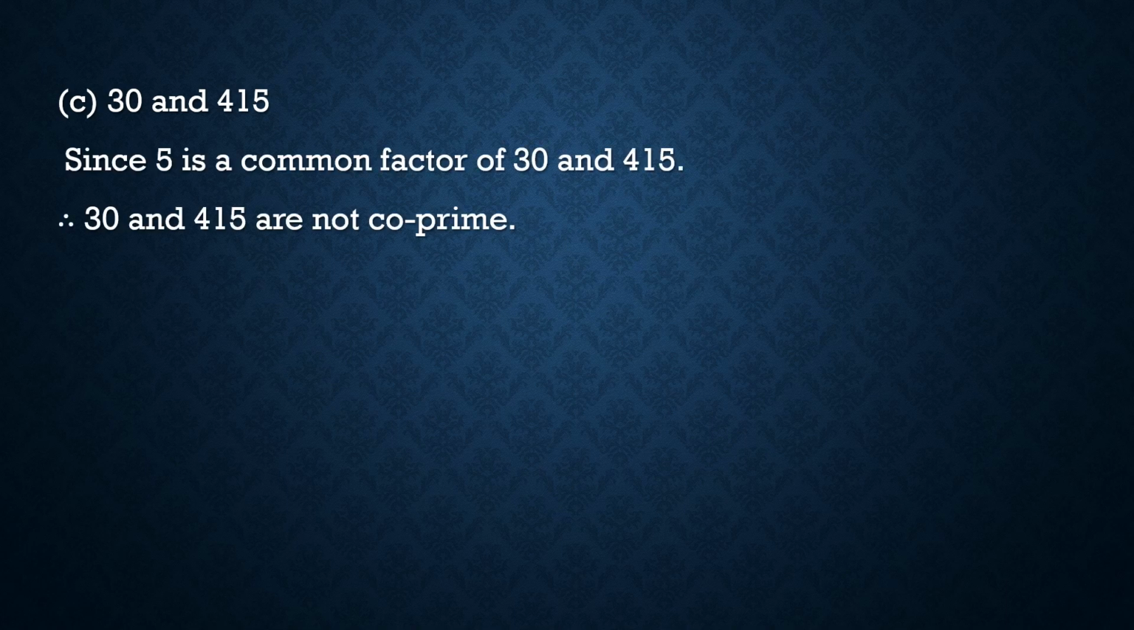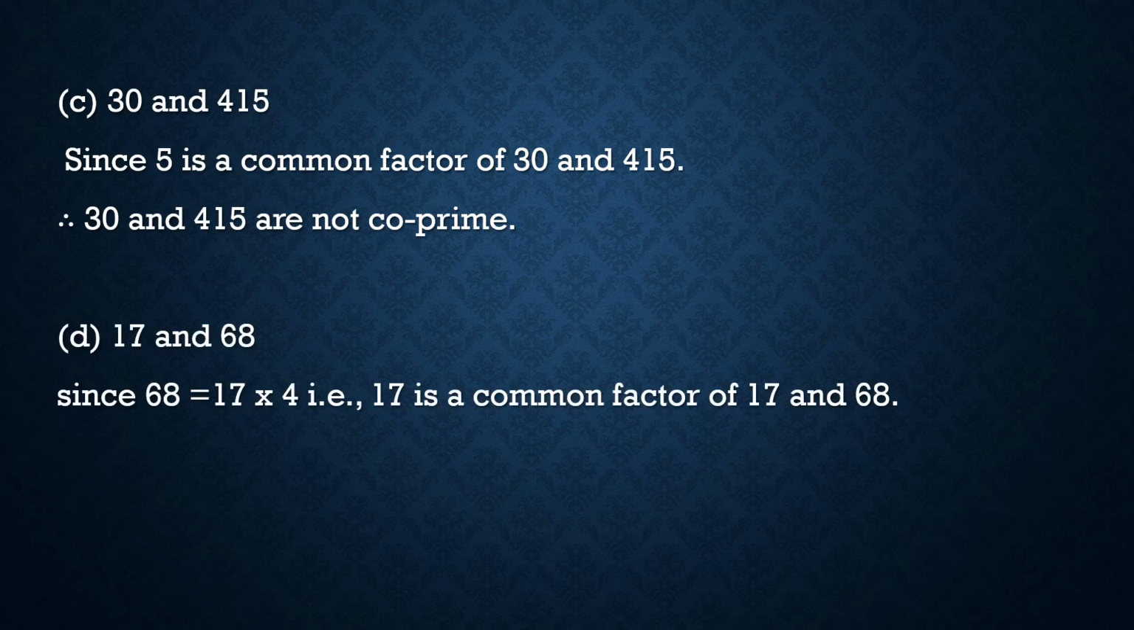Next part is 30 and 415. Since 5 is a common factor of 30 and 415, therefore 30 and 415 are not coprime. Next part, 17 and 68. We know that 68 is equal to 17 into 4. That is, 17 is a common factor of 17 and 68. Therefore, 17 and 68 are not coprime.